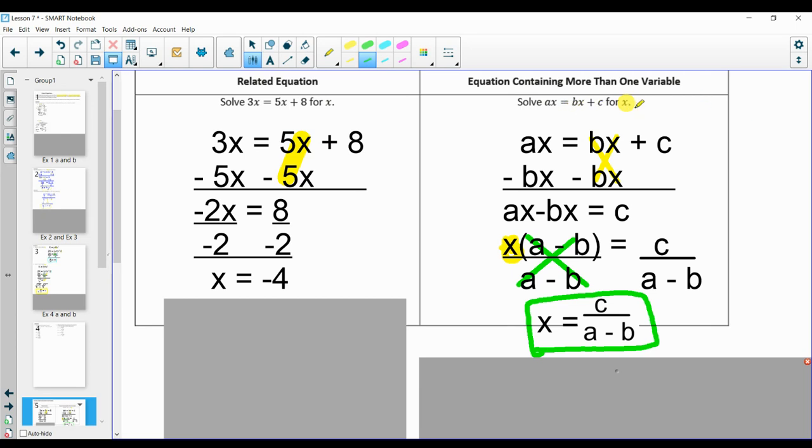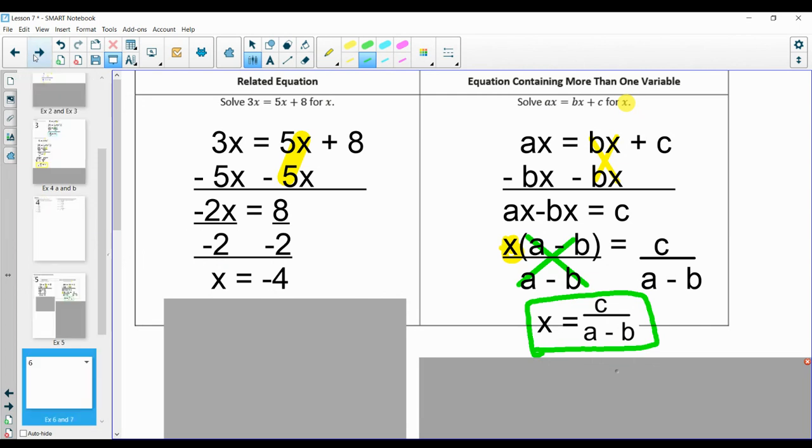We wanted to get the x by itself. So I got the x terms all on one side. So here I have my x terms on one side, which is great. But now I wanted to factor the x out. So to factor the x out, I did the opposite of the distributive property. Then to get this x all by itself, I had to get rid of multiplying by a minus b. So I divided both sides by a minus b.